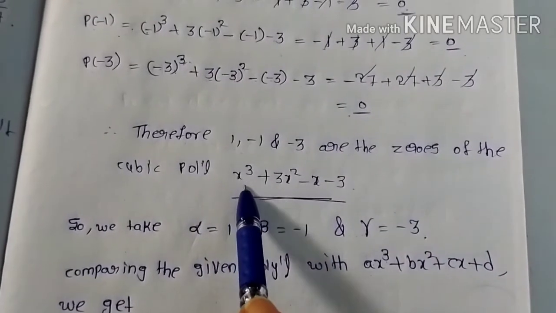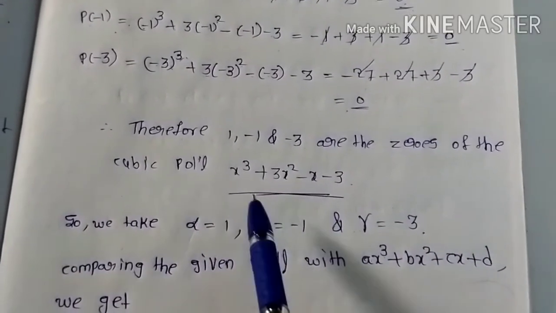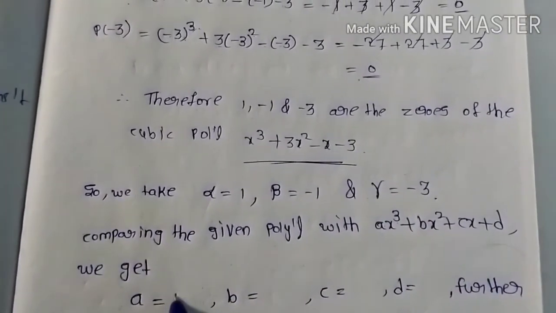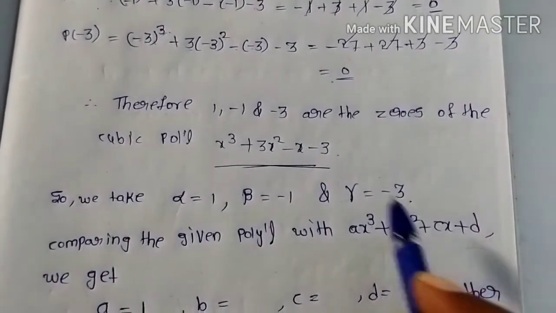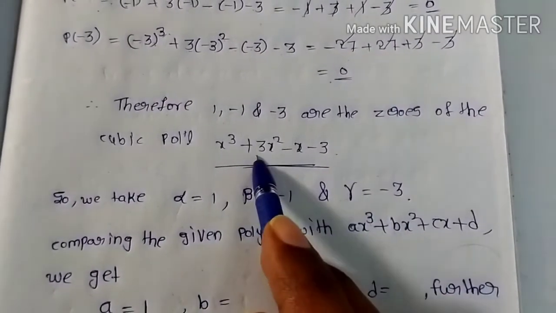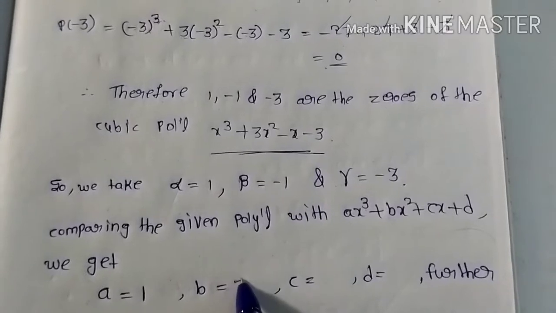You can compare here x cube with ax cube. What is the a value here? A value is 1 or not? Yes, so you can write here a is equal to 1. Next, you can compare bx square with 3x square. What is the b value? Yes, you can see here b is equal to 3. You can write here b is equal to 3.